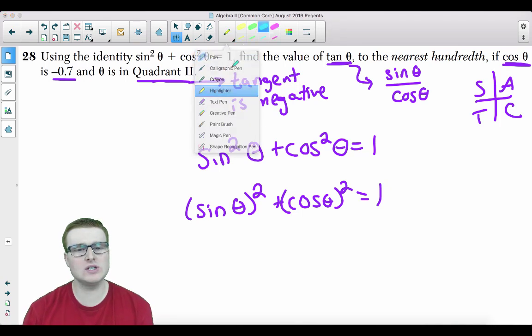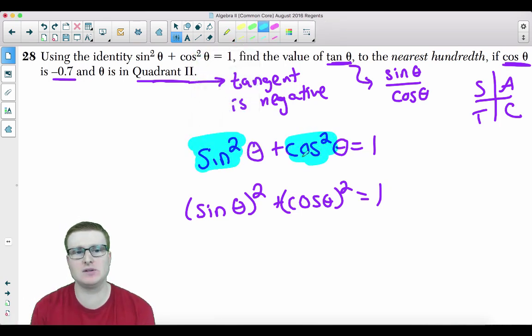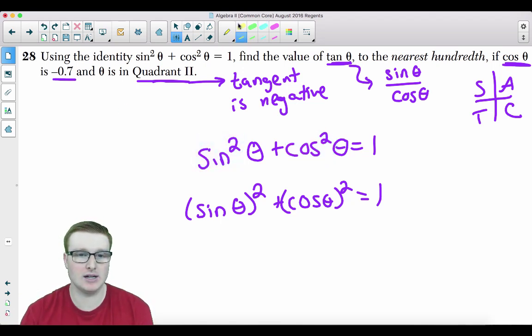I don't know who decided to write it like this. I swear, I don't know who came up with that notation. I would love to know why they decided to screw with kids' brains, but it could be rewritten as this. Well, now it's just substitution.